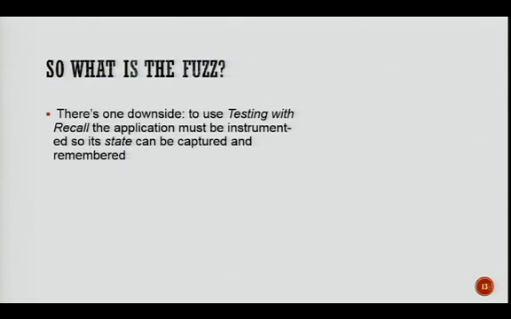So there's one downside, is that to be able to test with recall of states that you have seen before, you do have to instrument the application. And that means that you have to be able to identify what the state is of the system so that you can remember that. And if you define the state inaccurately, of course, the accuracy of the test goes out the window, because you will match on things that are not relevant or fail to match on things that are relevant.